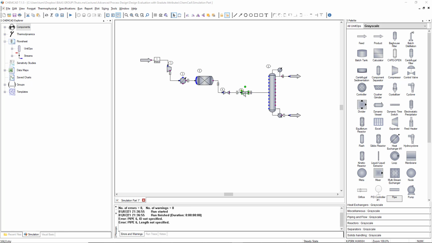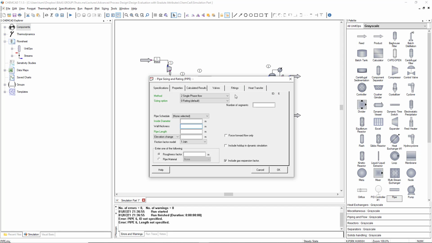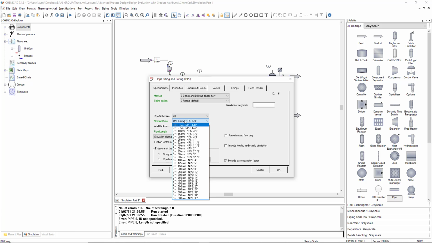Double-click on the unit op to provide specifications. We know that the stream is not a single flow system, as we have two phases. We will use the Beggs and Brill two-phase flow method to do the calculation, as it is the most accurate for most cases. We said the pipe schedule is 40. The nominal diameter is 200 mm. There is no elevation specified. The roughness factor is 0.055 mm, which translates to 0.000055 meters, as the units used here is meters.